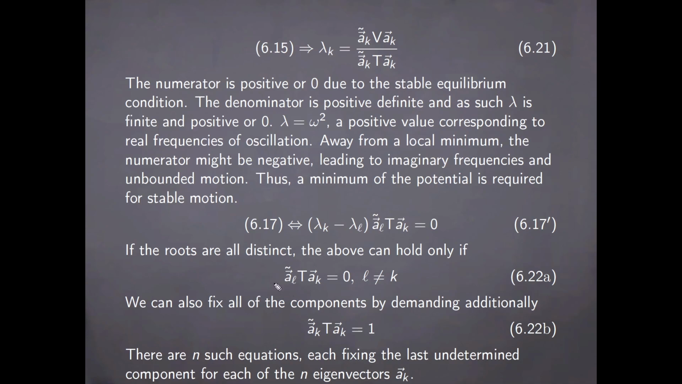So on the one hand, the equation here implies this, but for going further, we can also fix all of the components of the eigenvectors by demanding that they are normalized. So we are demanding that this particular equation holds. And then there are n such equations, so there's one for each eigenvector, and each of them fixes the last undetermined component for each of the n eigenvectors A of index k.